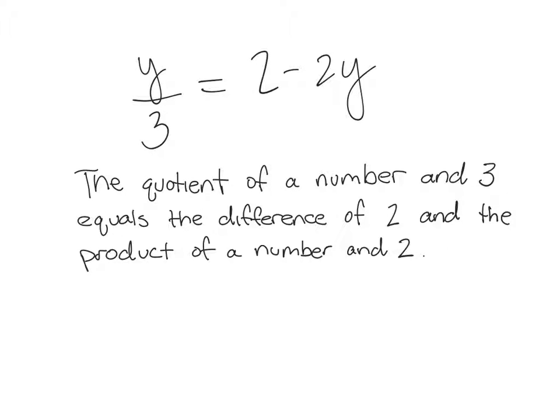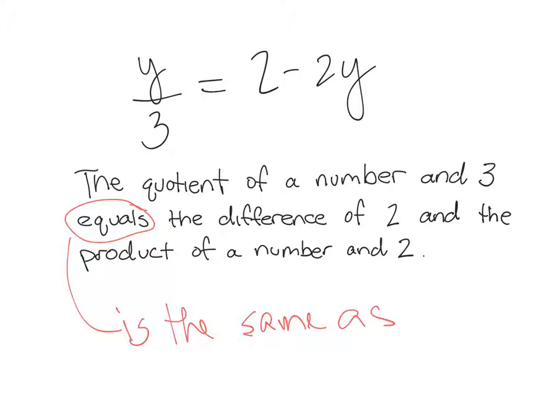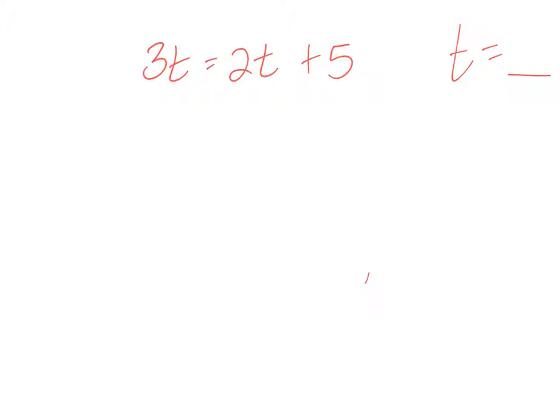So we came up with the quotient of a number and 3 equals the difference of 2 and the product of a number and 2, which is fine. Or you could say is the same as instead of equals, okay? You can say is the same as, either way. You can try it, but we can work together.